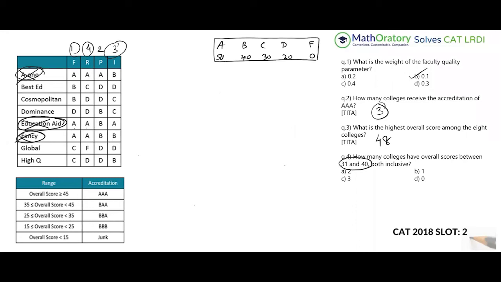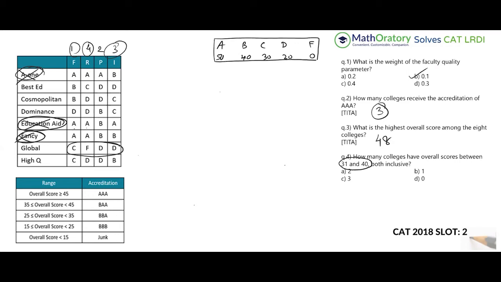And similar to what we did in question number 2, we can visualize it this way: in order to get 30 or more, you need to have more of C's and B's to get in this range, right? So let us try to understand how to do this without too much calculation. If we consider, first of all, Global, I actually don't have to evaluate this. I can straight away cancel it.